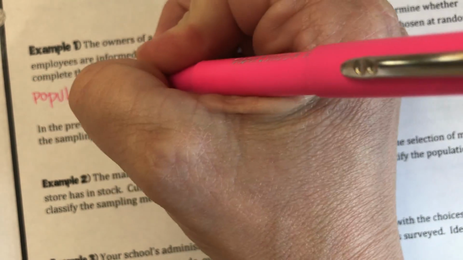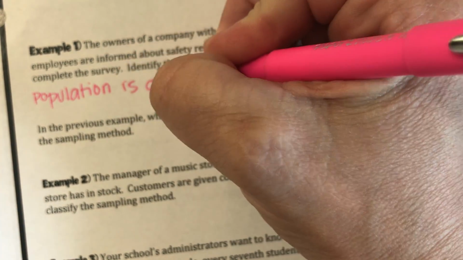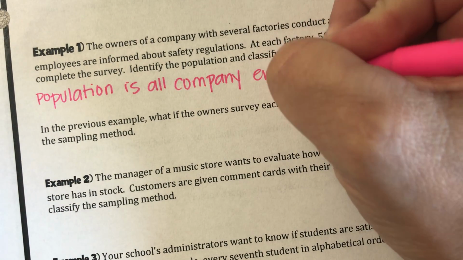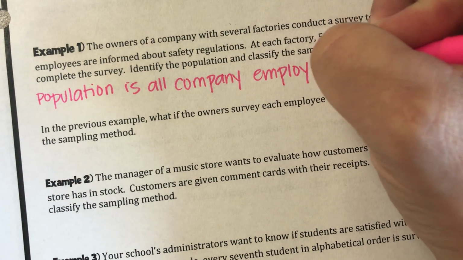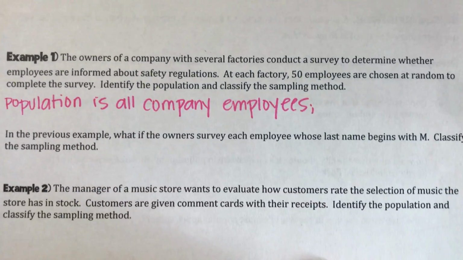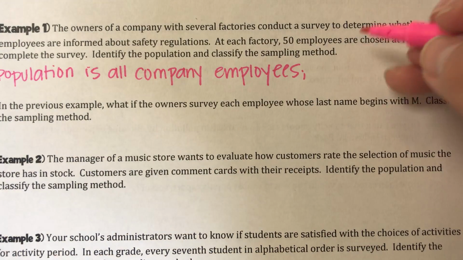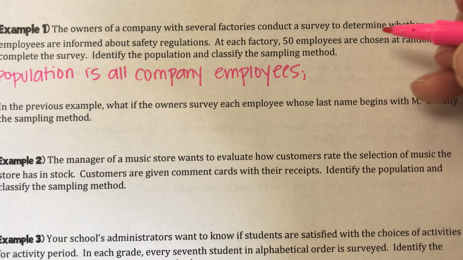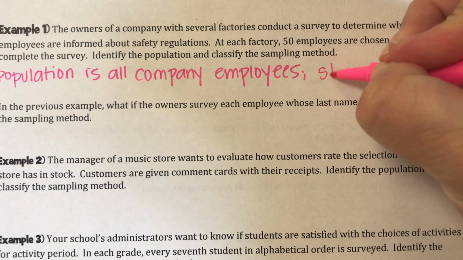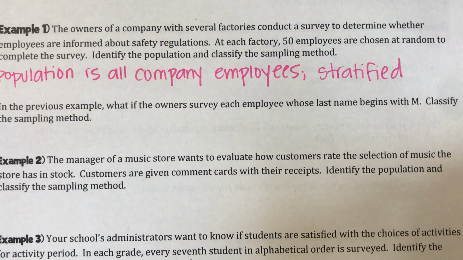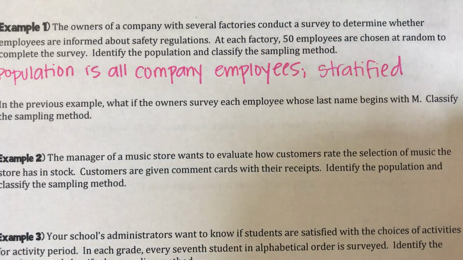So population is all company employees. And then what kind of method are they using? Look at these ones at the top and see which one fits. It's going to be stratified, right? Because they're dividing it into groups, which are the individual factories. So that means that it is a stratified sample. We're going to get a set amount of people from each different factory.